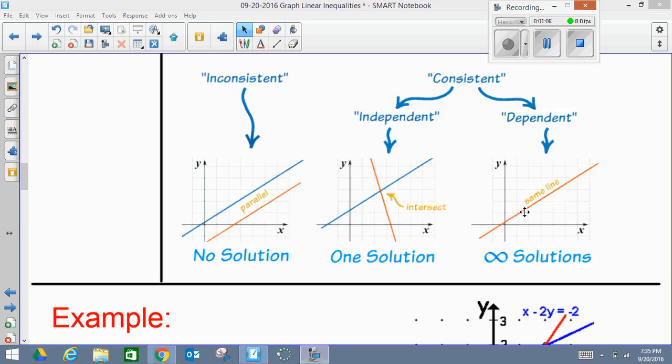Now, when the two lines coincide, meaning one is on top of the other one, it's the same line, but you have two lines there, then the system has infinitely many solutions. It's also called consistent and dependent. So those are the words that we're talking about right now. Those are the possible solutions of a system of linear equations.